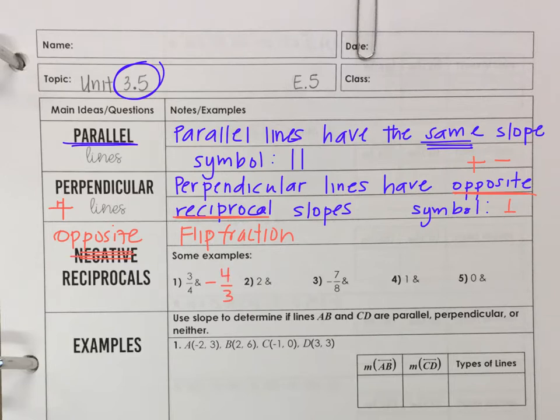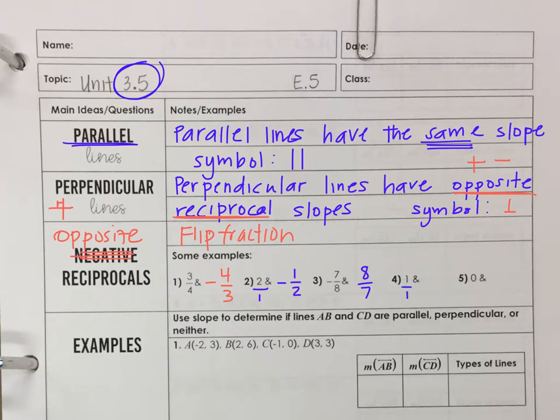I prefer to write in purple. All right, if I have a 2, let's make it over 1, so it's a fraction. Okay, it's positive, so I have to make it negative, and then I'm going to flip it. 1 over 2. Number 3, negative 7 over 8, it's negative already. So the opposite would be a positive number. And now I flip it, and it's 8 over 7.